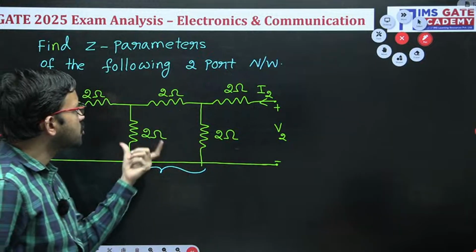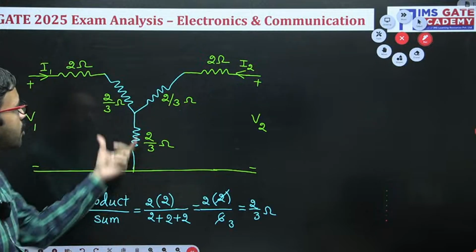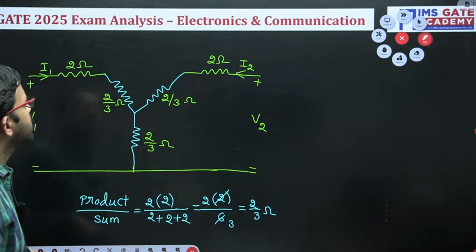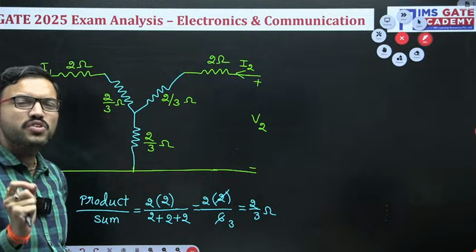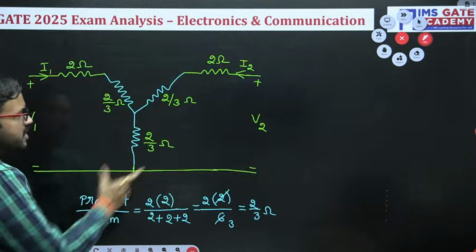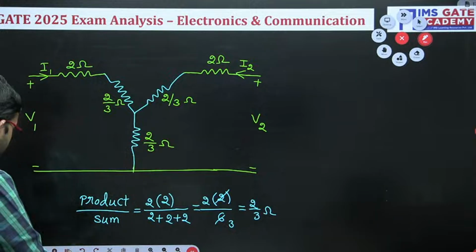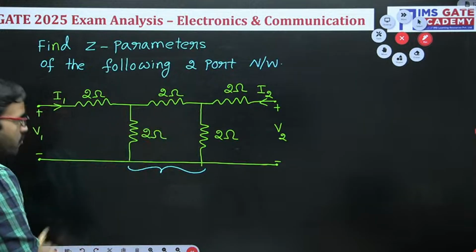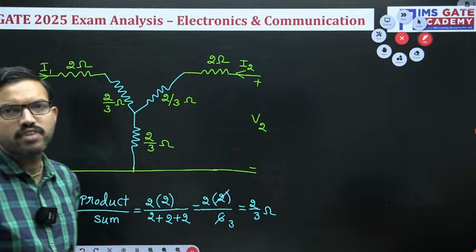For this particular question, the only tricky part is this portion of the circuit. Once you are able to convert this network into this form, after that the question is nothing; you can easily solve it. In fact, in order to convert this network, since they have given all the resistance values as equal, you can easily get the resultant value.